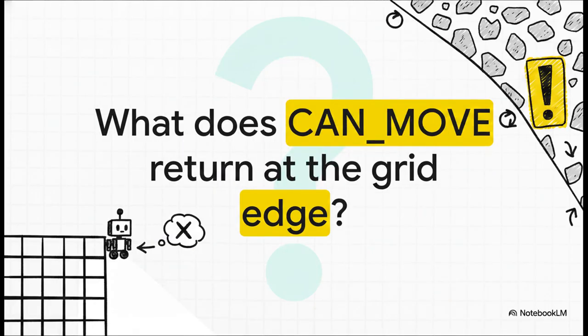I'll conclude our explainer with one last provocative question to get you thinking about the absolute limits of this environment. What exactly does can move forward return when the robot is sitting at the very edge of the grid, facing outward toward the boundary? Think about what it means to be a bounded state machine and how boundaries behave just like obstacles. Keep practicing those state transitions, trace carefully, and always remember the golden rule of algorithm tracing.